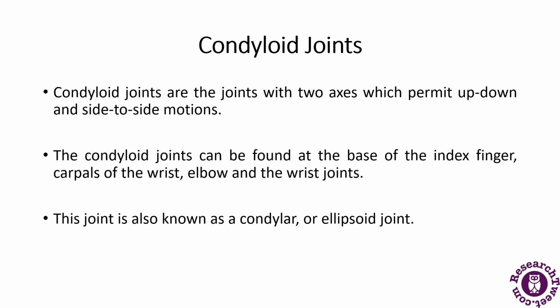Condyloid joints are joints with two axes which permit up and down or side to side motion. Where can it be found? It can be found at the index finger, carpals of the wrist, elbow, and the wrist joints. So these are found in these areas. This joint is also known as the ellipsoid joint or condylar.